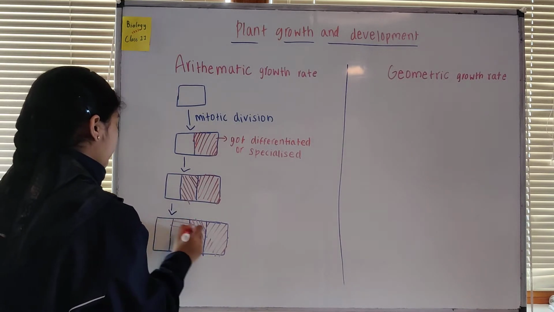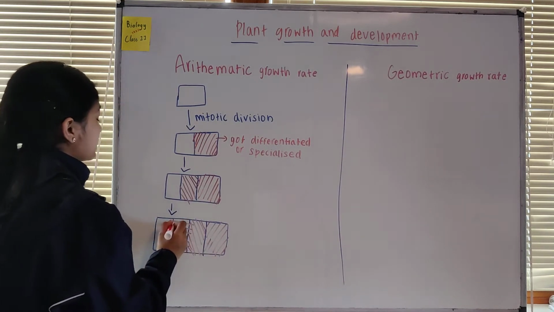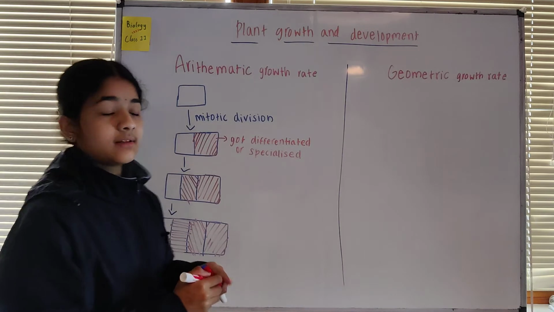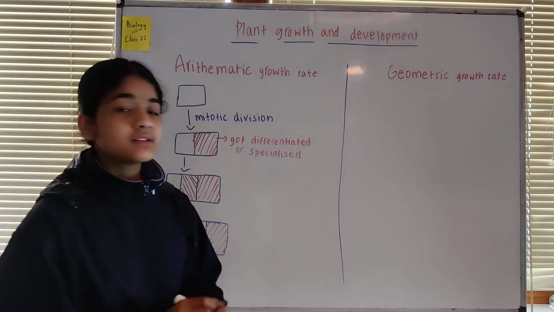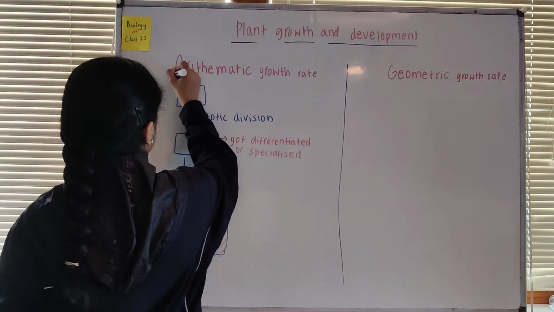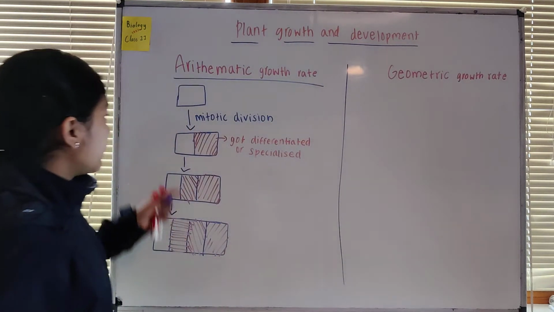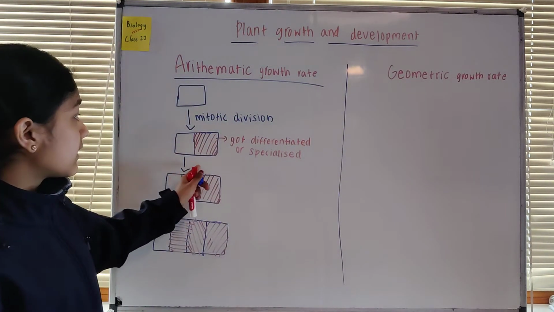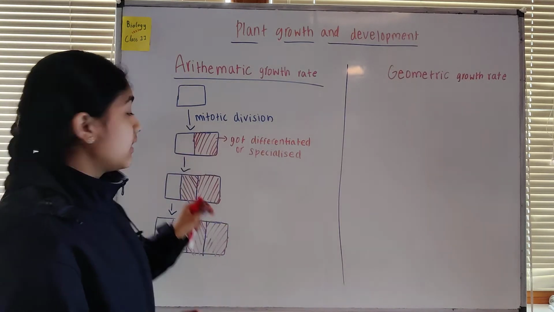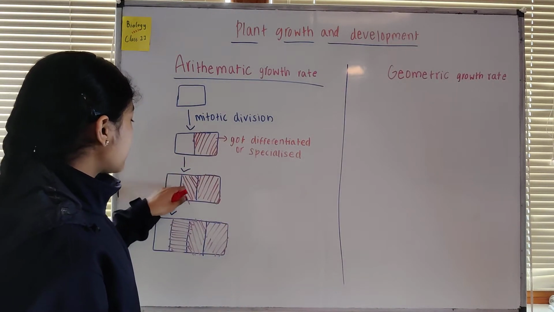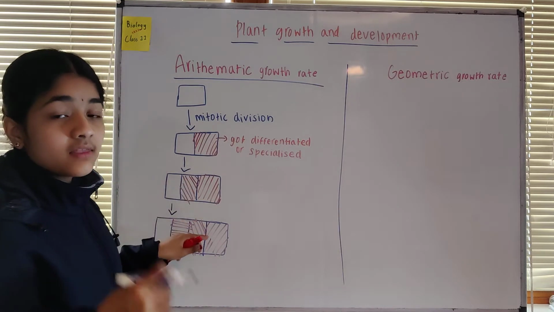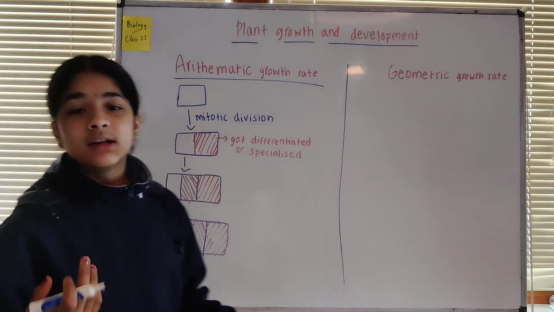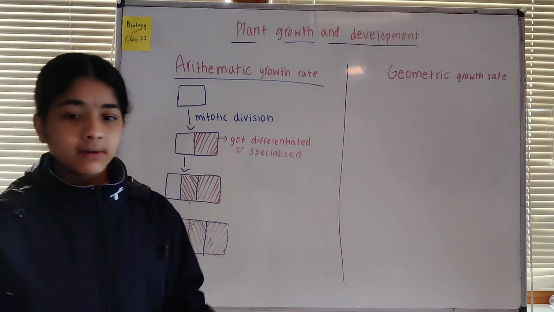Here also one of the cells gets differentiated. And this process continues, it goes on forever. So this is what happens in mitotic division, and this is what happens in the arithmetic growth rate condition. If a cell divides into two daughter cells by mitotic division, one of the cells gets specialized, and then the other remaining cell divides into two cells, and one of the cells in those two daughter cells also gets specialized, and so on. So these shaded parts are all the differentiated cells. This is what happens in arithmetic growth rate.